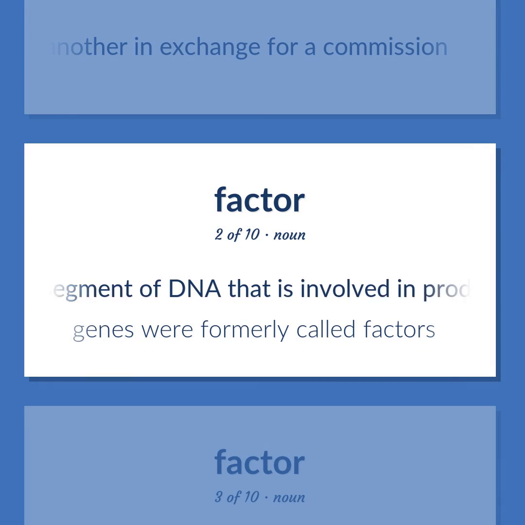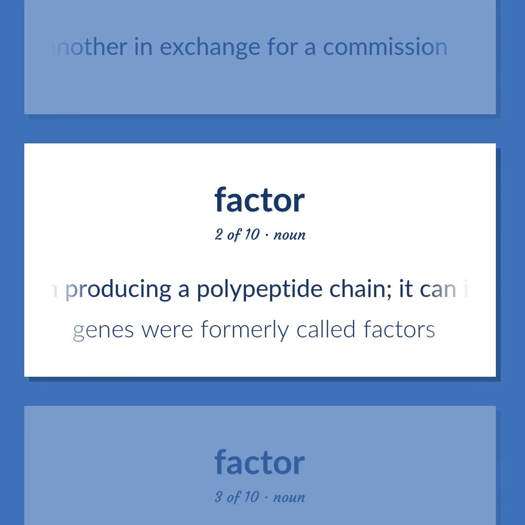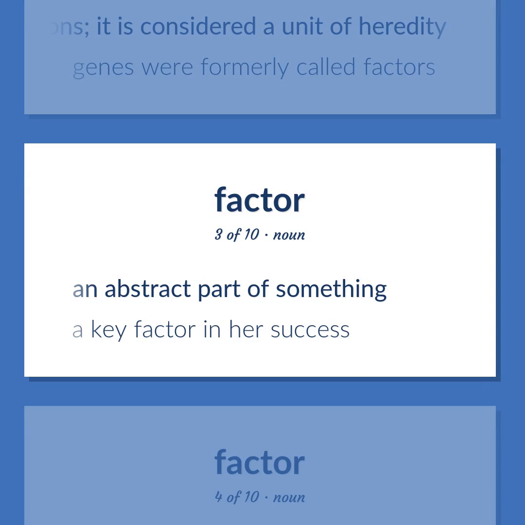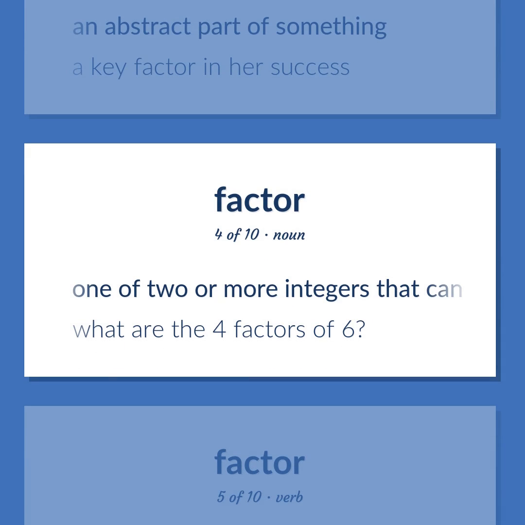Genetics. A segment of DNA that is involved in producing a polypeptide chain. It can include regions preceding and following the coding DNA as well as introns between the exons. It is considered a unit of heredity. Genes were formerly called factors. An abstract part of something. A key factor in her success. One of 2 or more integers that can be exactly divided into another integer. What are the 4 factors of 6?